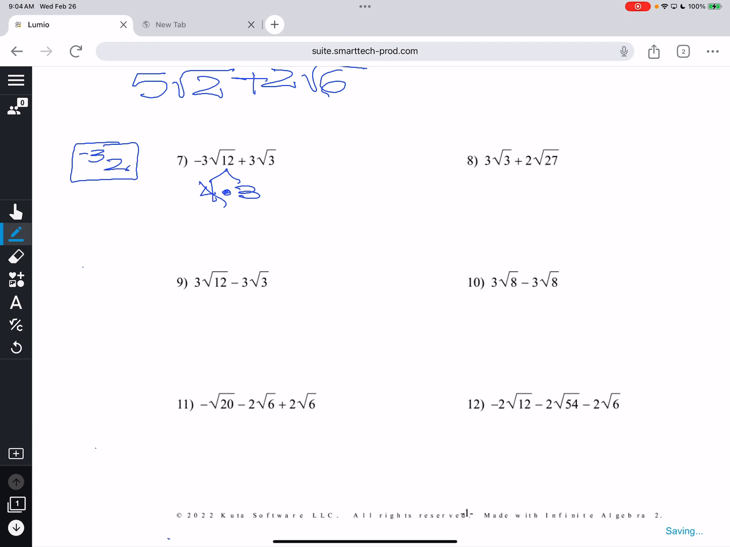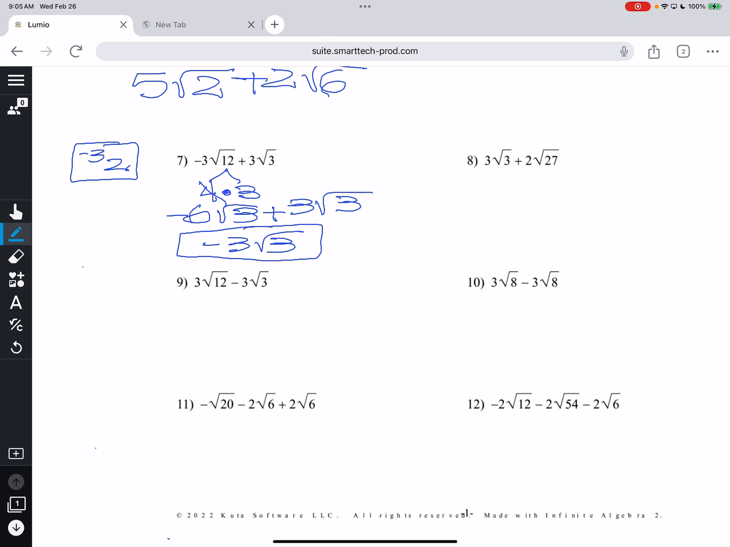All right. And then what does that mean the first radical becomes? Negative 6 radical 3. And then we keep going. Plus 3 radical 3. What's our final answer then? Negative 3 radical 3. We ended up creating radicals that were just alike.